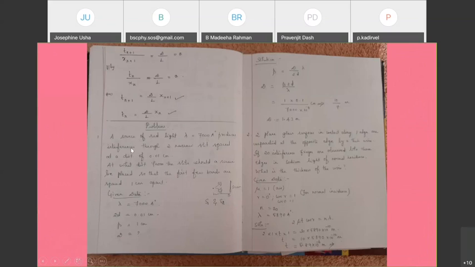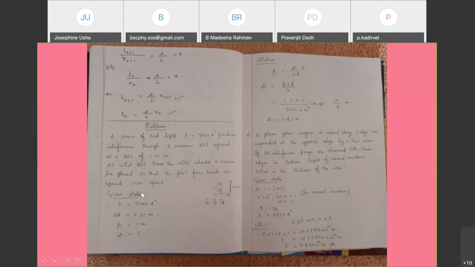So first problem: a source of red light, that is, the lambda value is given. It is around 7000 Armstrong. In terms of meter, it is 10 power minus 10 meter, right? It produces interference through two narrow slits spaced at a distance of 0.01 centimeter. The question is, at what distance from the slits should a screen be placed so that the first few bands are spaced 1 centimeter apart? So go through the problem. This is about which part? Young's double slit part, right?